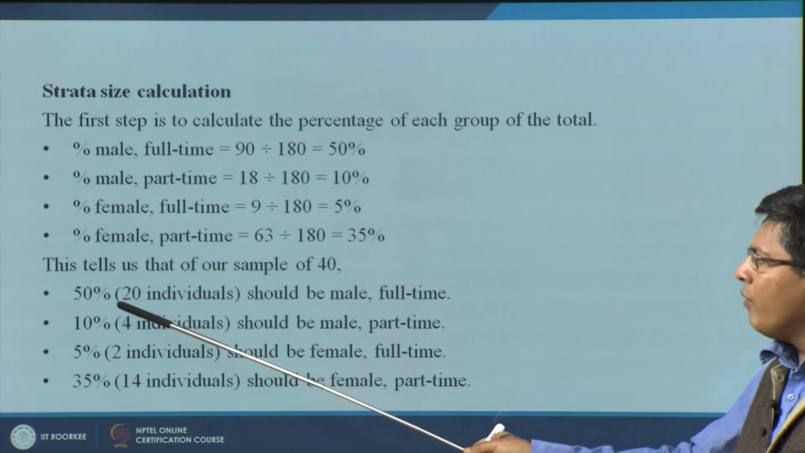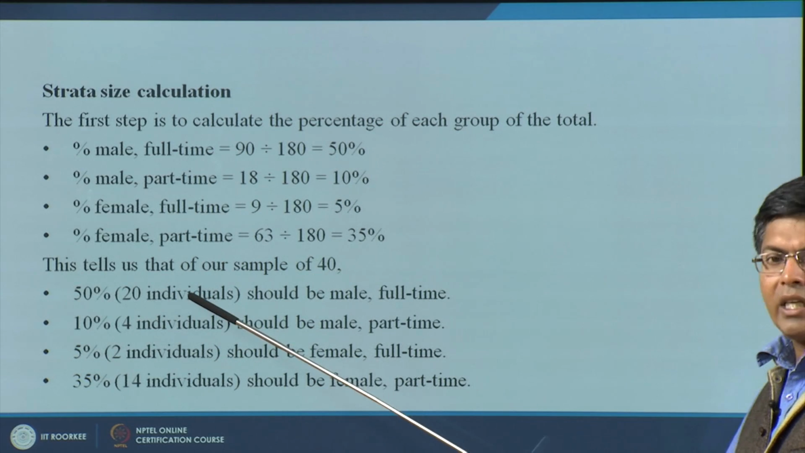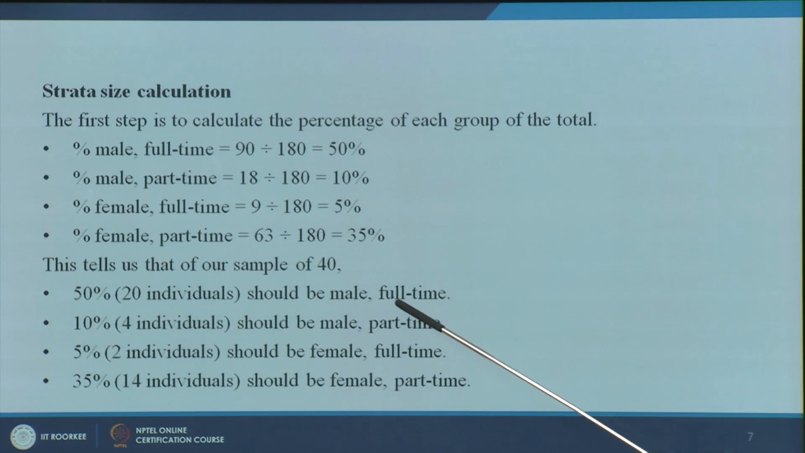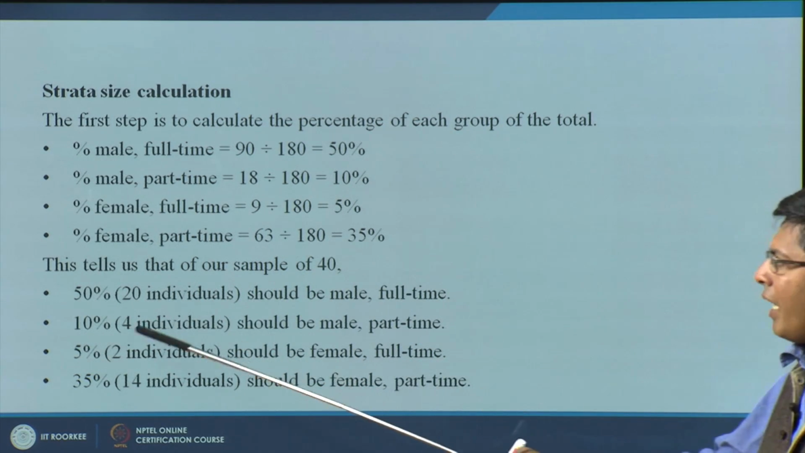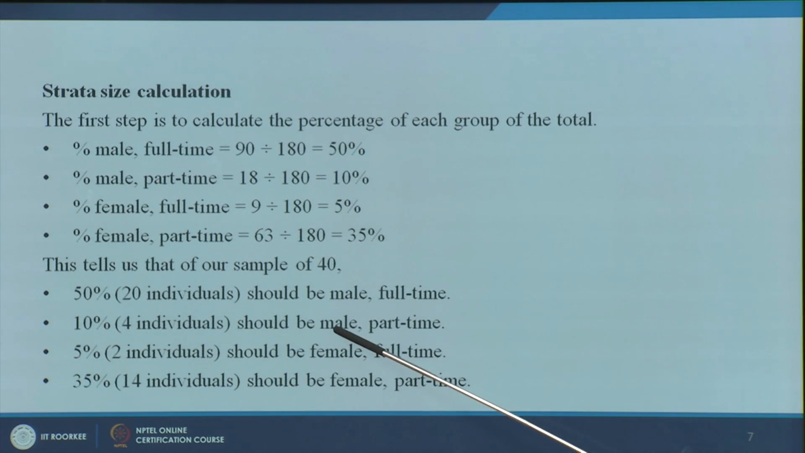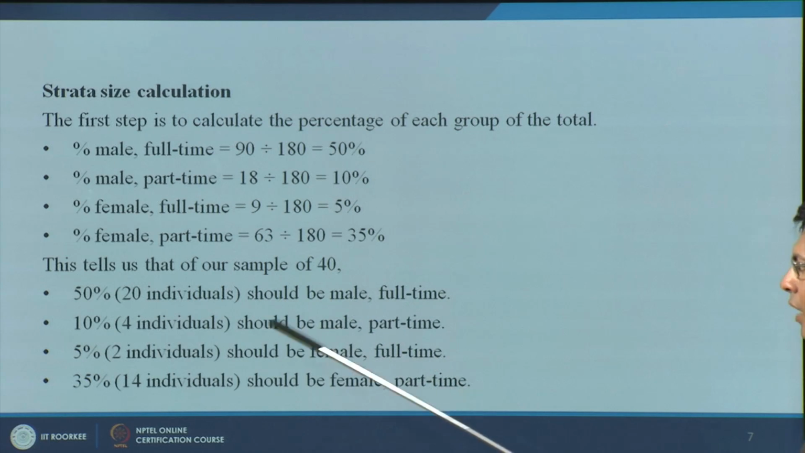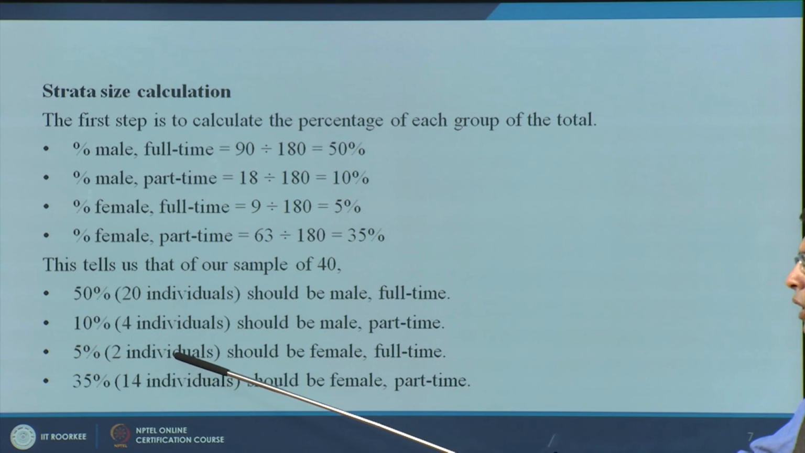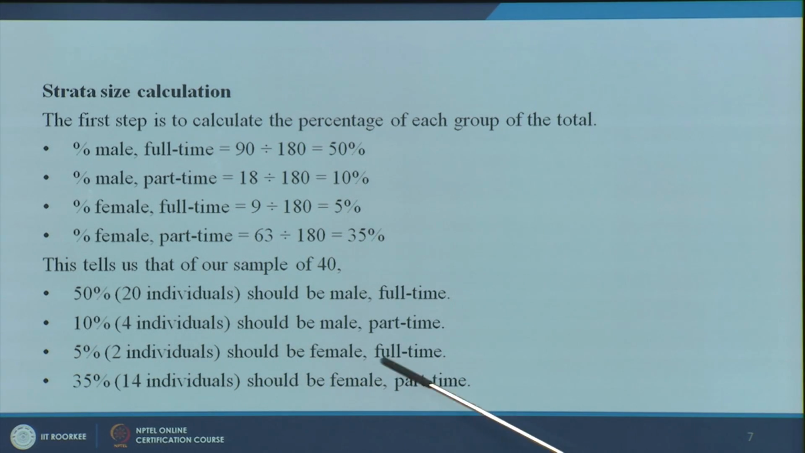Now, once we have these percentages, for a sample of 40 we take 50% of 40, that is 20 individuals, who should be male full time. 10%, that is 4 individuals, should be male part time, which was 18 there. 5%, that is 2 individuals, should be female full time, and 35%, that is 14 individuals, should be female part time.